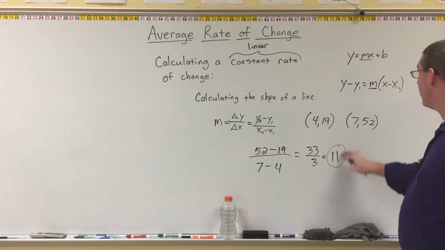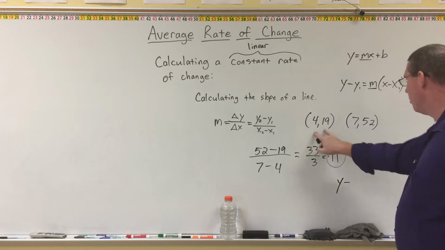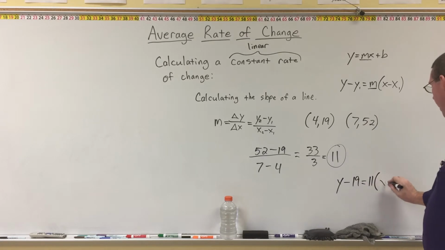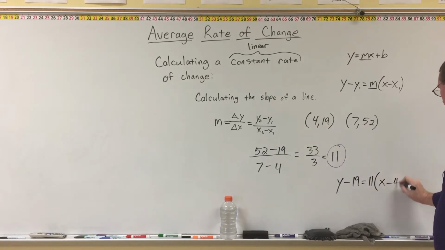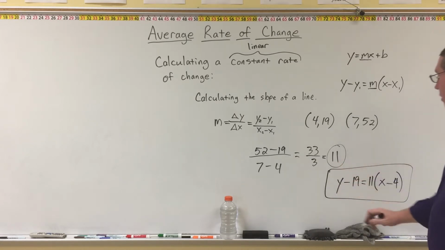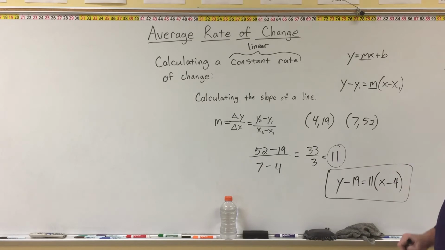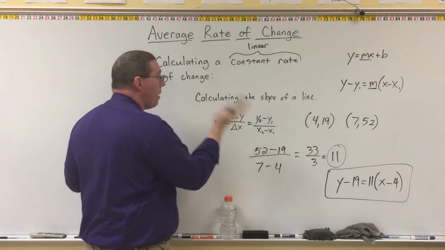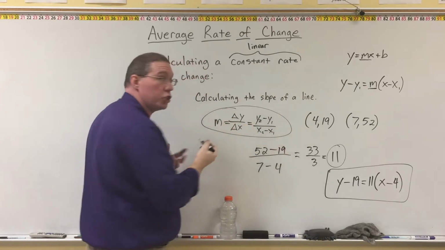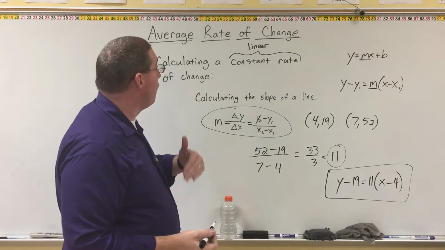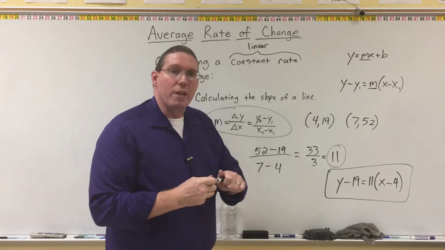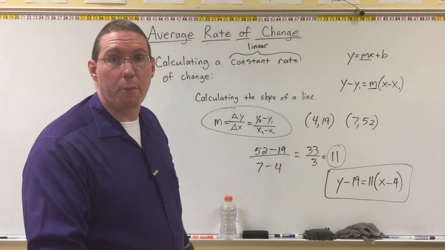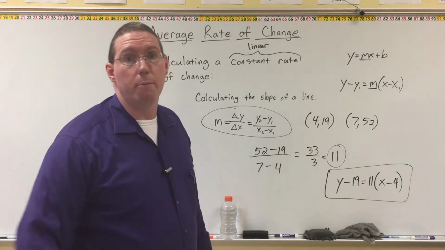And we could write the equation of the line using point-slope form. We can say, using this point right here, y minus 19 is equal to the slope, 11, times x minus the x value that goes with 19, which is 4. And this is the equation of the line that these 2 points pass through. Now, here's the thing about an average rate of change. Calculating a constant rate of change basically just means calculating the slope of a straight line. But what we said before is that an average rate of change is where we substitute this rate of change in for a situation where we have a variable rate of change. And that's what we're going to move to right now.